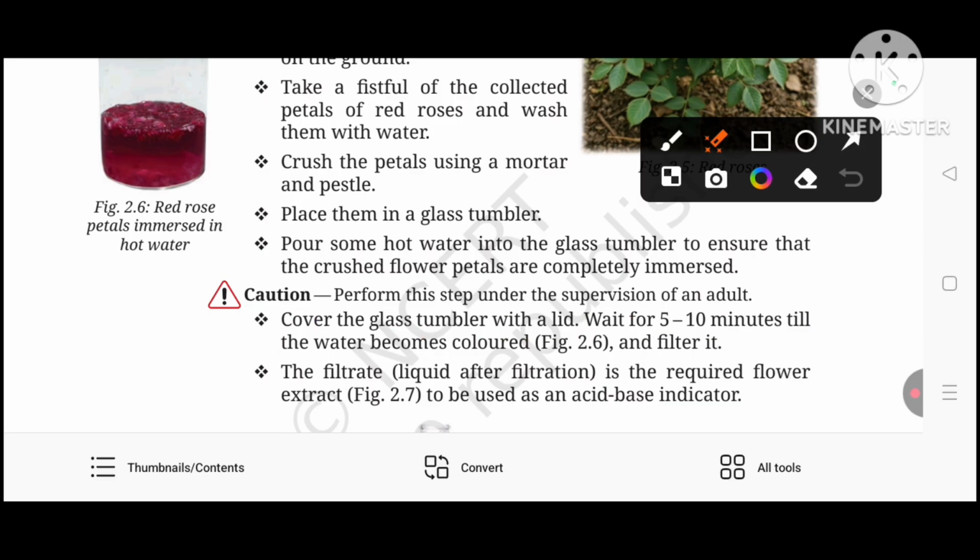Wait for 5 to 10 minutes till the water becomes colored and filter it. The liquid after filtration is the required flower extract to be used as an acid-base indicator. This is the filtrate after the filtration.